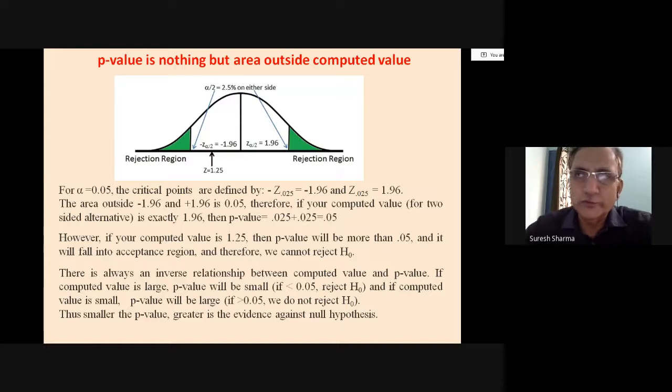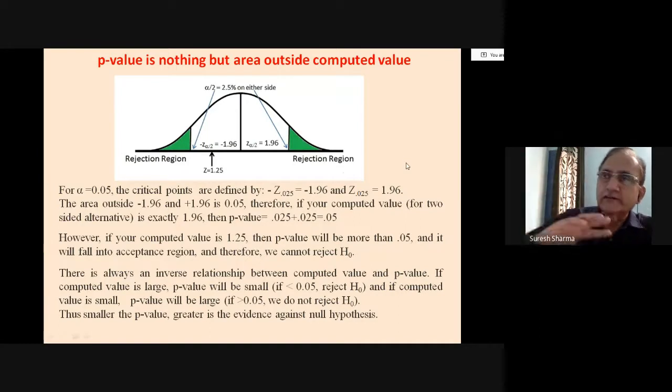So that's why in most of the softwares, you don't require any statistical tables. Alpha is fixed, p-value will be given. You just need to reject H0 if p is less than alpha. Once p is less than alpha, it is going into the green region. You are going to reject it. But if it's more than 0.05, it will go to the white region.